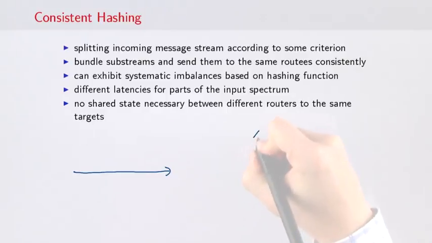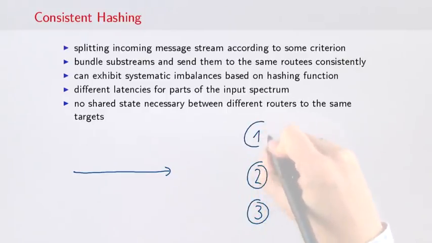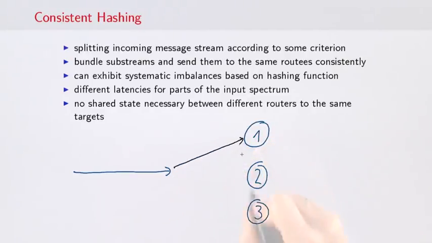So we have our routees again, and then let's say we have the black part, the red part, and the green part of the message stream. And all messages which match this green color always go to routee number 3.